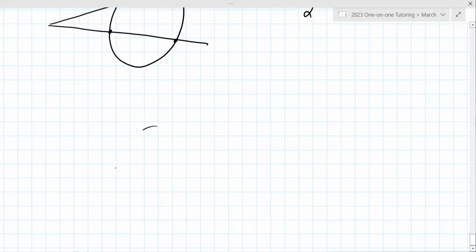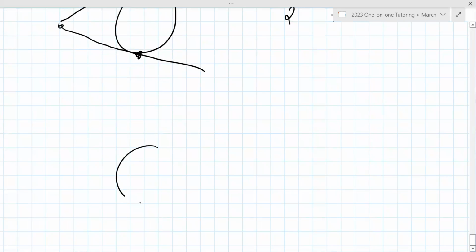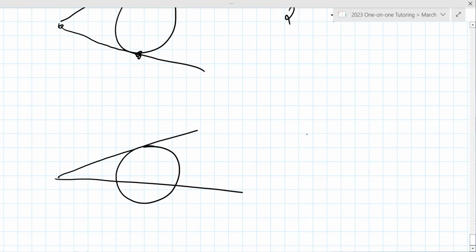There are 2 tangent lines. Oops, that's a terrible drawing. There it is, slightly better. 2 tangents. So tangents touch in 1 place. And then there's the mixture of the 2. There are tangent, secant.